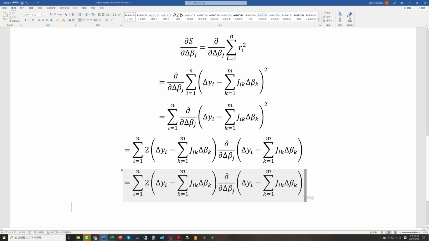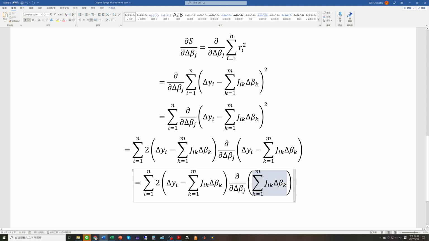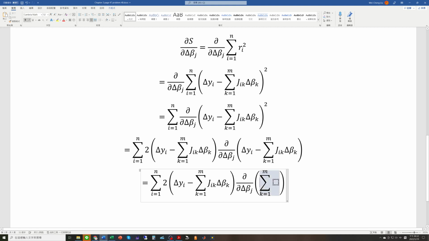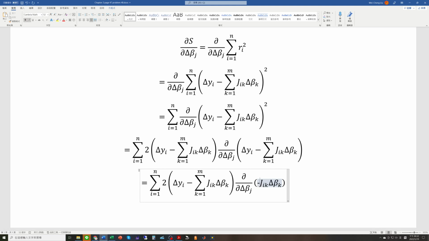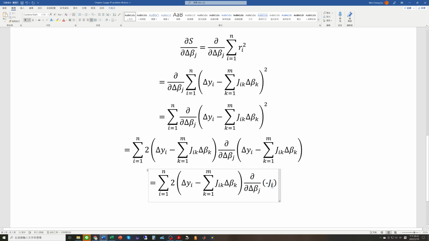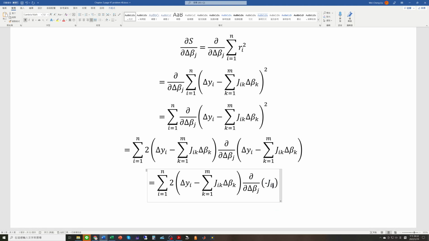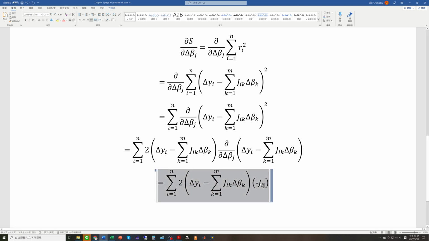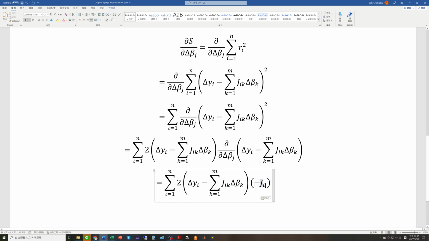So after taking the partial derivative, the remaining term is capital Jij, the summation disappeared, and this term partial disappears. Good. This is the minus sign. And J should be not bold and italic.